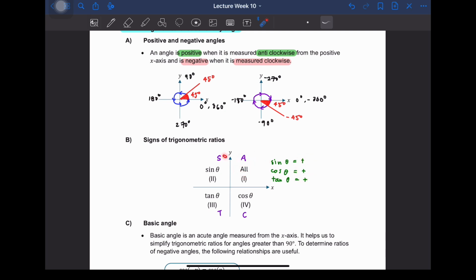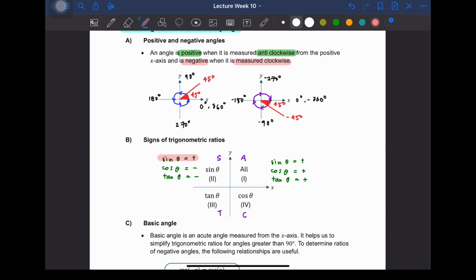And then what about for the second quadrant over here? So for second quadrant, only sine will be positive. Let me just copy this one and paste it over here. So at the second quadrant, only sine is positive. Means that other than sine is gonna be negative, like this. Only sine theta is positive value.